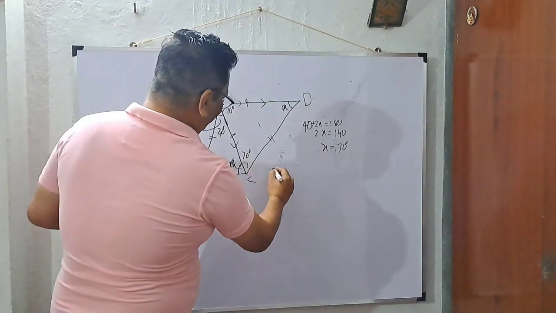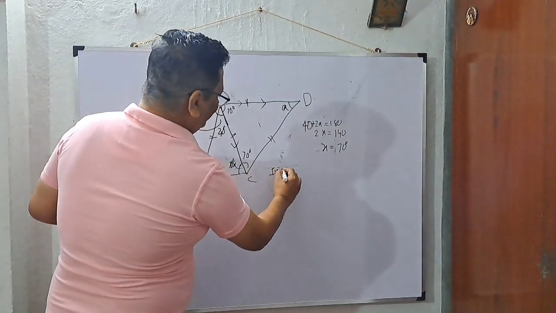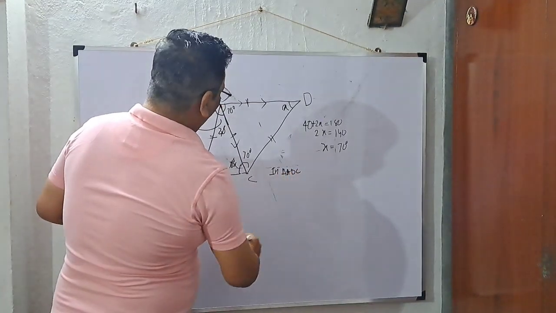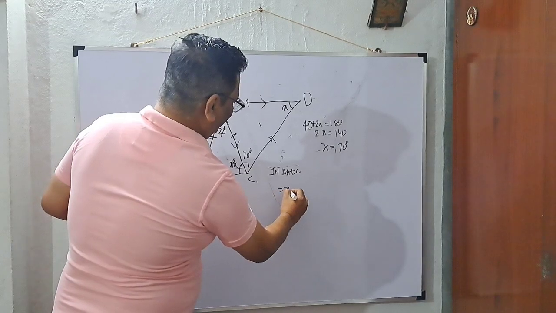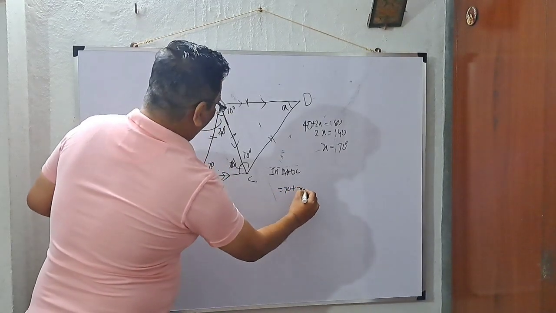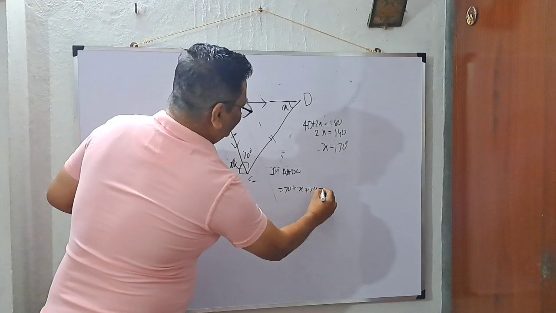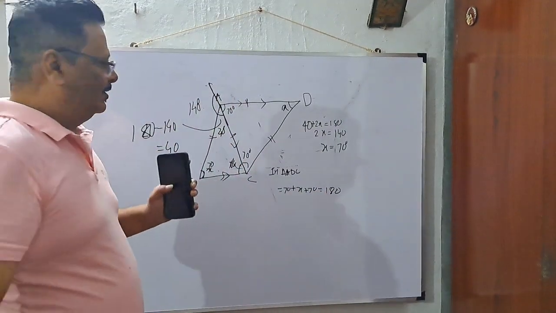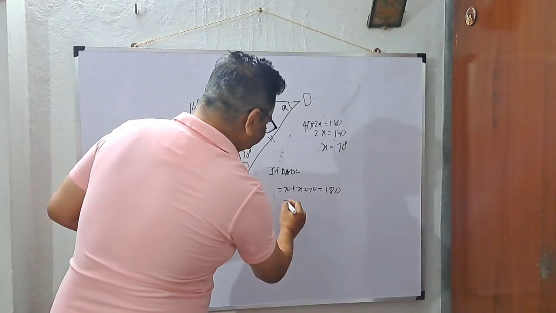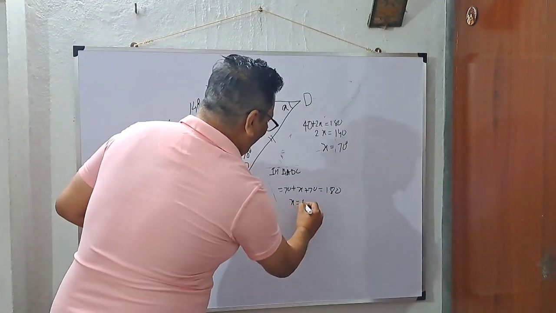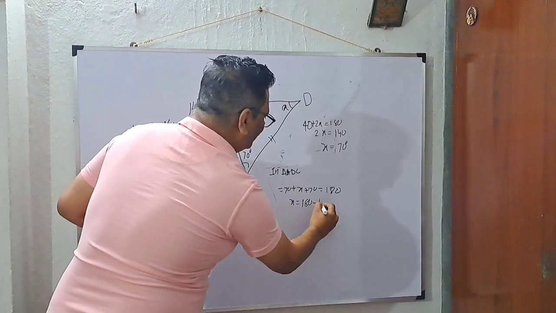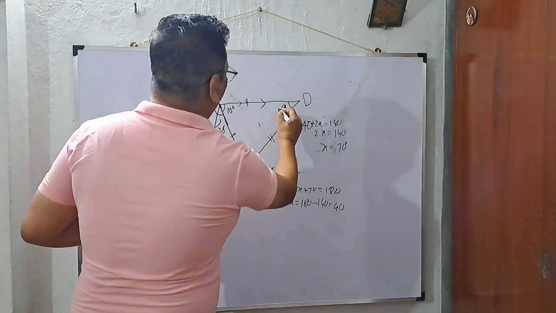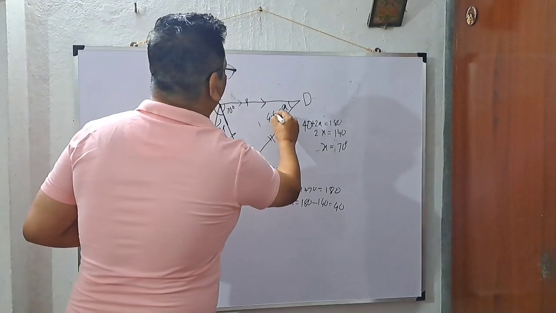In triangle ADC, we have 70 plus x plus 70 is equal to 180 degree. Clear? Right. So we get x is equal to 180 minus 140, which is equal to 40 degree. There you get it. So x is equal to 40 degree. Is it clear?